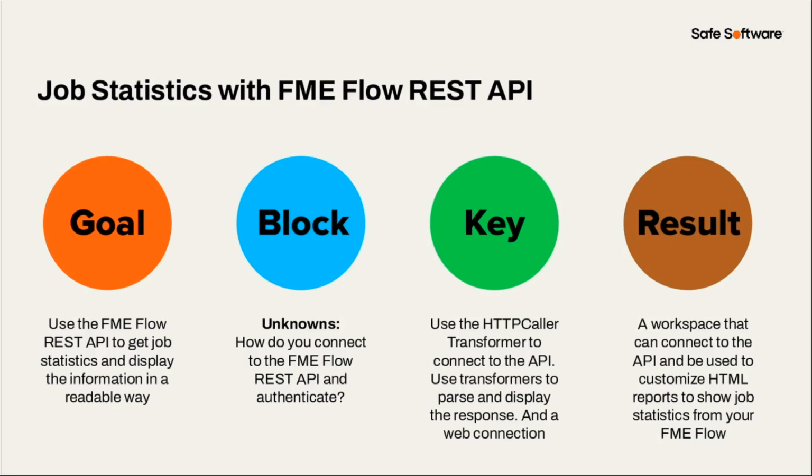So to gather job statistics with the FME Flow REST API, our goal is to be able to display this information in a readable way. But our unknowns are, how do we connect to the FME Flow REST API and authenticate? The key here will be to use the HTTP Caller transformer again to connect to the API. We'll use transformers to parse and display the information. Our result will be that we will have a workspace that can connect to the REST API and show a customized HTML report to show various job statistics.